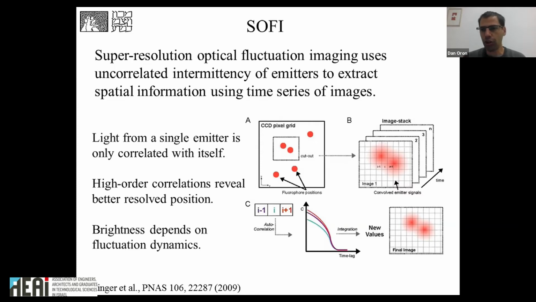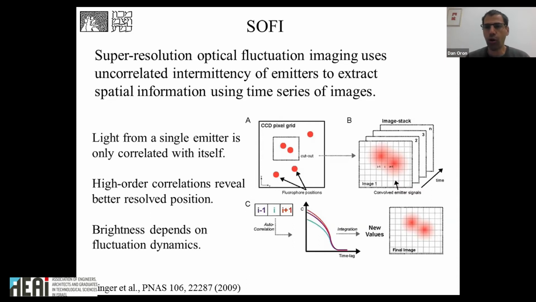You have emitters which turn on and off, but now they do this spontaneously. If you look at the fluorescence image of single molecules, they always blink on and off. They switch spontaneously on and off. So this is something that happens naturally. You don't have to induce it. And now the intensity of a single emitter is not correlated. The fluctuations in intensity are not correlated between neighboring emitters. No matter how close they are, they fluctuate independently.